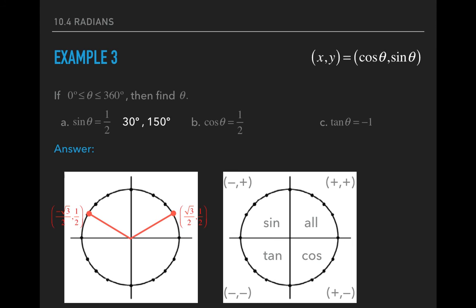Now, let's try cosine. When is cosine 1/2? Well, that is going to be when your short side is your base, which happens when you're working with a 60-degree reference triangle. And when else would your cosine be positive? Well, let's look at our little helpful reminder here. All sin tan cos, cosine is also positive in your fourth quadrant, and that angle would be 300 degrees.